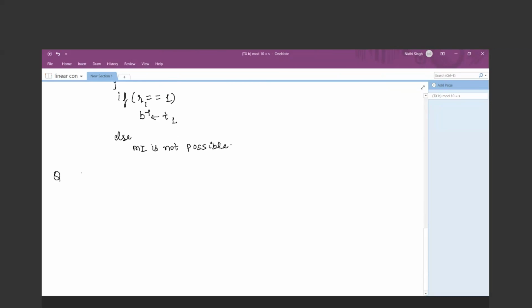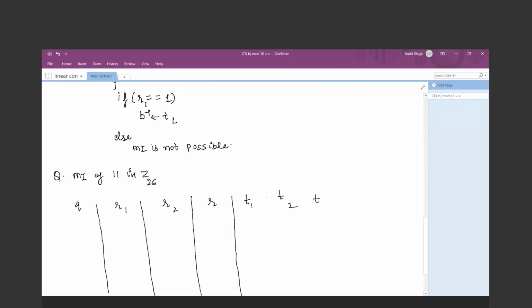Suppose the question is we have to find out the multiplicative inverse of 11 in Z26. The same tabular format you have to write over there, like the value of Q, R1, R2, R, T1, T2 and T. That table you have to make in the exam also. Writing of the direct answers will not be acceptable. You have to first write the algorithm steps, then you have to write down this table and solve how to find out the multiplicative inverse of 11 in set of residues Z26.